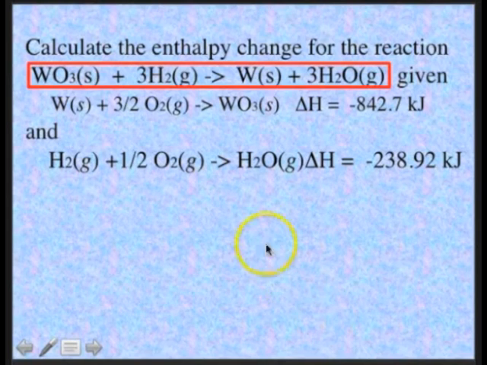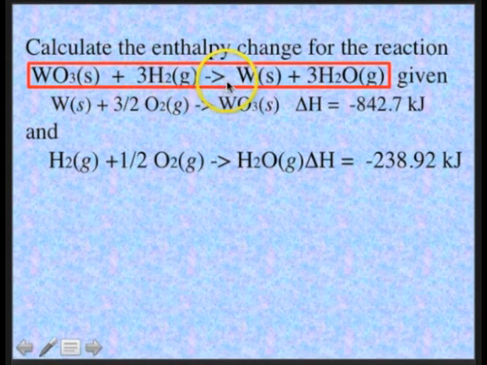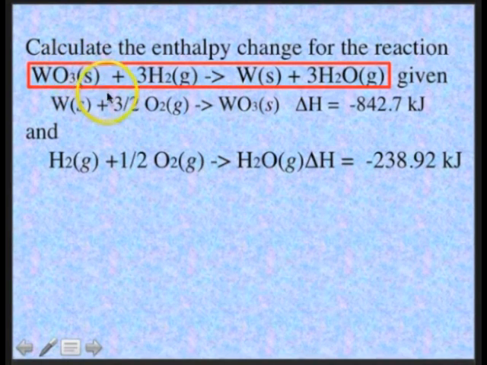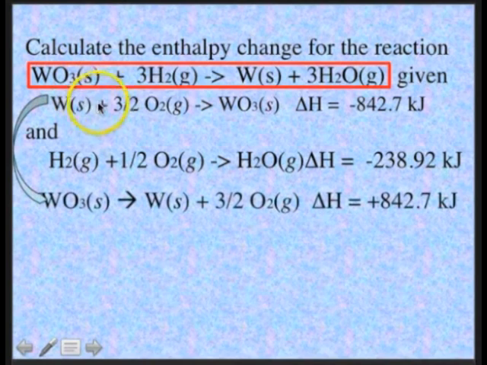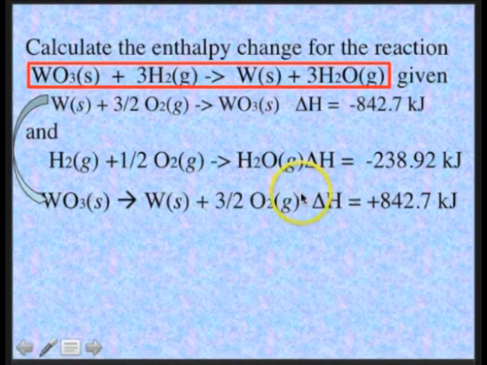Okay, let's analyze this again. We have tungsten trioxide, WO3, plus 3 H2 yields tungsten as a solid, plus 3 H2O. We look at our first given reaction, we see tungsten trioxide on the product side. In our target, it's on the reagent side. So the first thing I'm going to do is flip that first reaction right over, and now I have tungsten trioxide as a reagent. And of course, I've changed the sign of my enthalpy, just like we did in the last example.